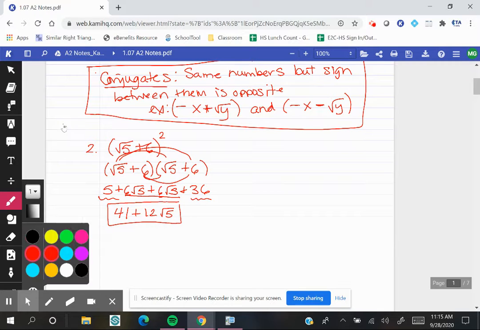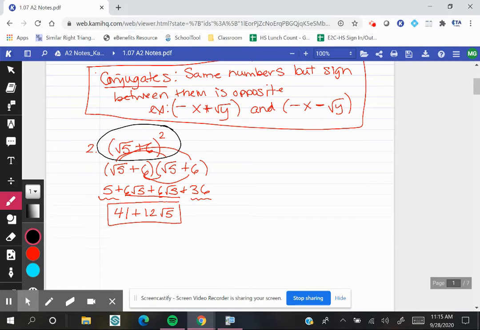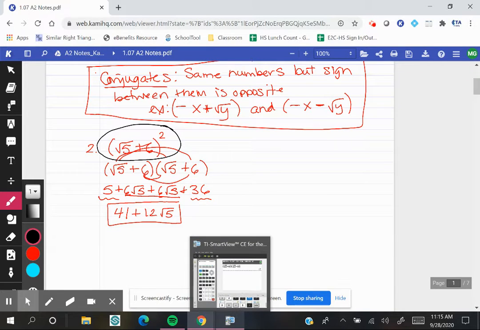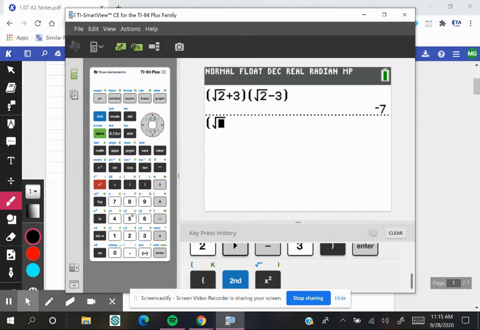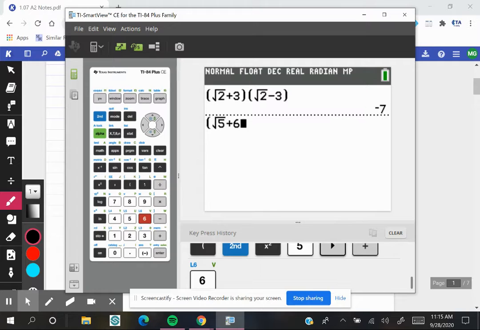So you could type the original right here into your calculator, but it'll give you a long decimal. So when you do that, you want to type in the answer as well. So I'll show you this one also. So rad 5 plus 6, and then that's squared.